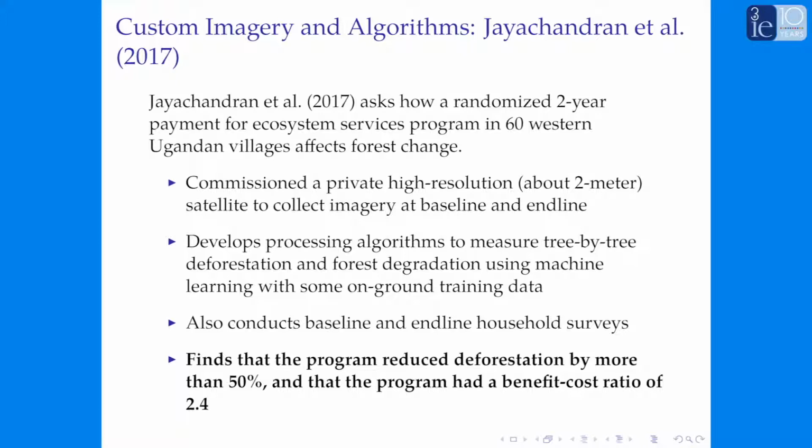In addition, they developed their own processing algorithms to measure deforestation, and they did this using machine learning and some on-ground measurement training data. In addition, they also collected baseline and endline surveys in the traditional way that we often do, and they find very convincing evidence that this conditional cash transfer for forest conservation reduced deforestation, and that it was very cost effective in doing so.